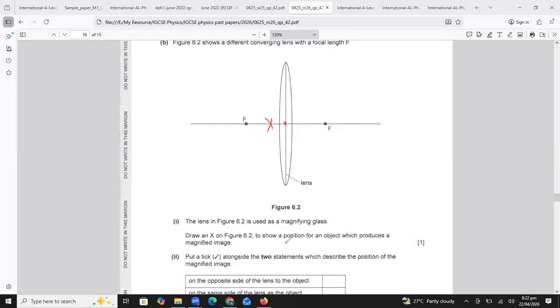This paper's mark scheme is not available on any website. So that's why I'm discussing this paper. So please note down each and every answer, whatever I'm discussing with you.